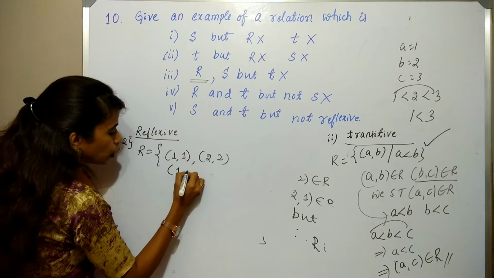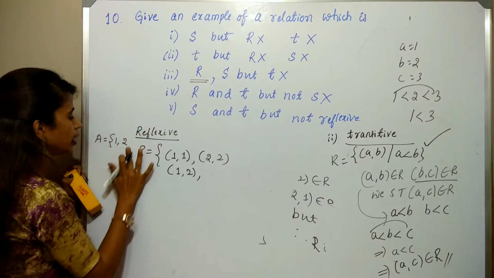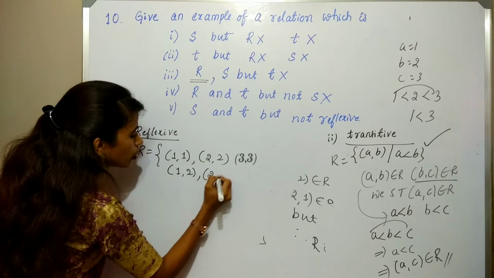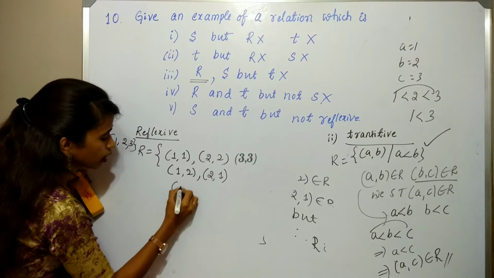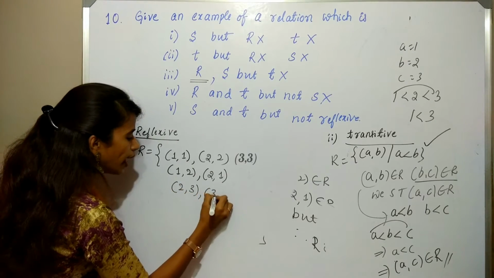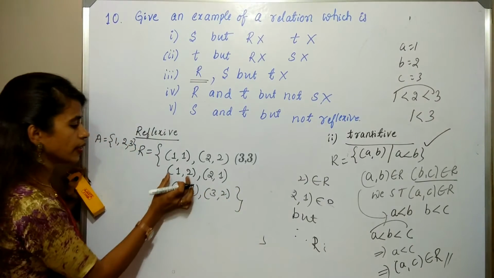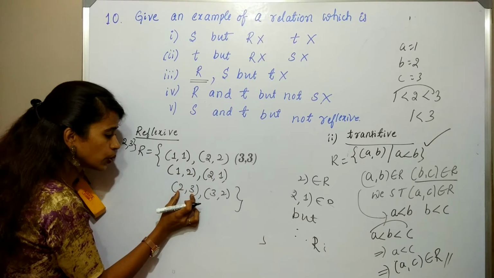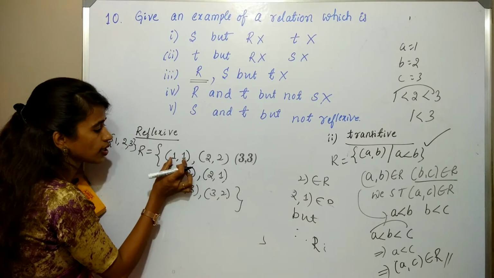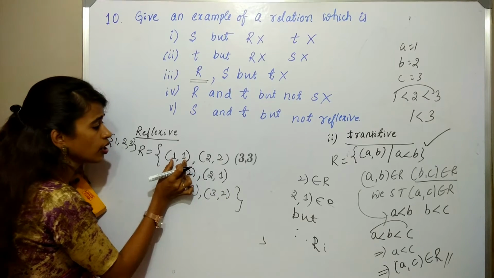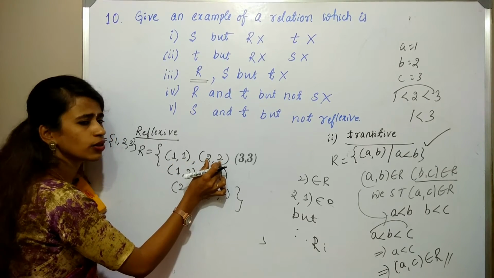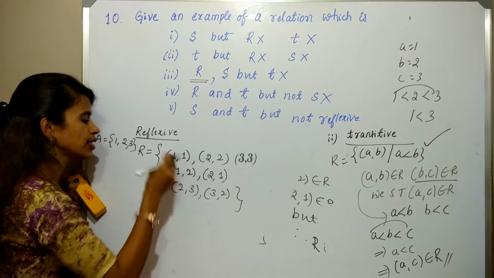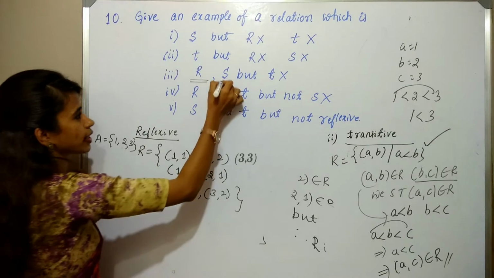Next, symmetric. Fill, say (1, 2). If I take 3, (1, 2) and (2, 1). Next, (2, 3) and (3, 2). Here, for symmetric, for (1, 2), the reverse is there. If I take (2, 3), the reverse is there. What is the reverse of (1, 1)? (1, 1) itself. If I take (2, 2), the reverse is (2, 2) itself. So, therefore, take any element of this relation, the reverse is already there. So, therefore, it is clearly symmetric.